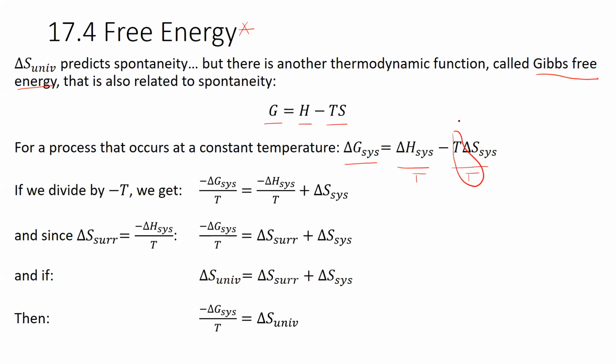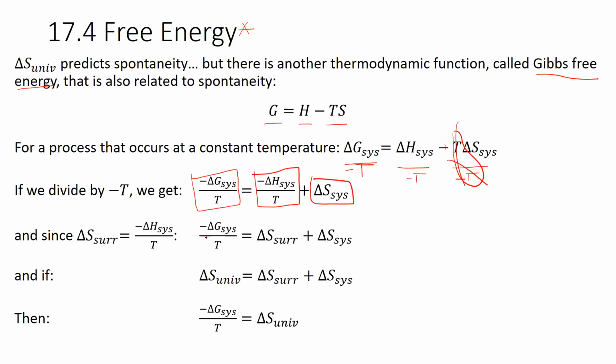Those go away, right? You wind up with, actually I should say by negative T, that goes away. Divide by negative T, that goes away. And so what you wind up with here is an equation that looks like this, where you have negative delta G of the system is equal to negative delta H of the system over T plus delta S of the system.